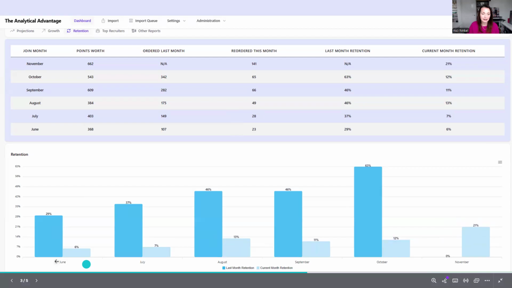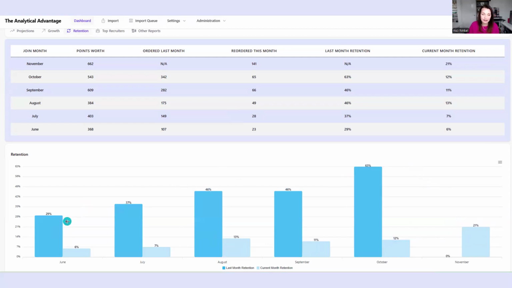As you can see, retention tends to go down with each month, and the goal is to get these all more even so that your retention is stronger. I like to see this number more like 75 to 80%. That's the sweet spot that makes me happy.